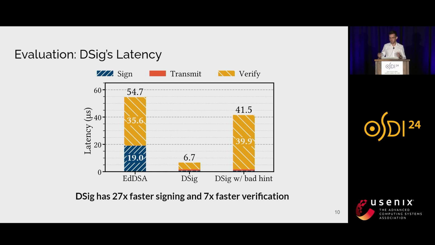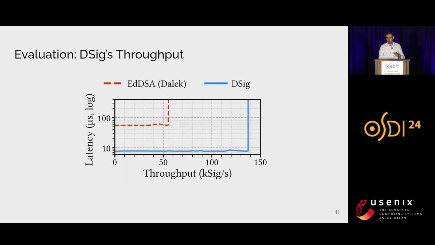The reason for that is that despite the fact that the verification is a bit longer, signing is still stupidly cheap, if you will. So overall, we are faster, even in the slow path. Now, what about the throughput? What you see here is the throughput of DSig versus the throughput of EDDSA, and you can see that DSig achieves 2.4x higher throughput than EDDSA at a much lower latency.